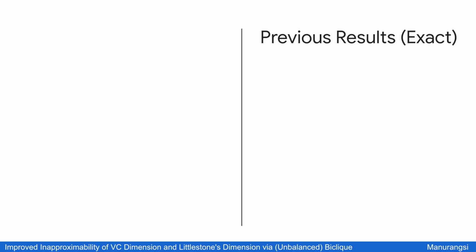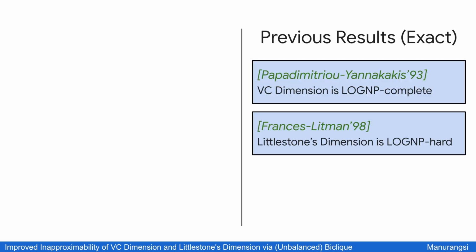Let us now state the previous results and then our results. The first result on this problem was proven by Papadimitriou and Yannakakis in 1993. They showed that computing VC dimension exactly is complete for the class called LOGNP. We will not be using this class here, so I will not define it, but it is essentially a limited non-determinism version of NP that corresponds to these n to the log n time algorithms. A few years later, Frances and Litman showed that computing Littlestone dimension exactly is LOGNP-hard, although they did not show that this problem is contained in LOGNP.